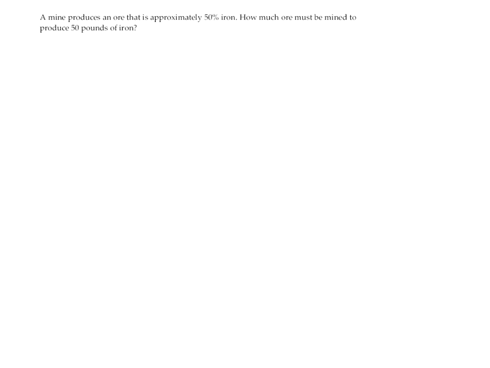A mine produces an ore that is approximately 50% iron. How much ore must be mined to produce 50 pounds of iron? The numbers are pretty straightforward here. So basically, you have to find 50% of, I'm going to call it N, to be equal to 50 pounds. So 50% of what number is 50 pounds, basically? To solve for N, you need to divide both sides here by 50%. So what would be the first step here, do you think, Daisy, to solve for this?